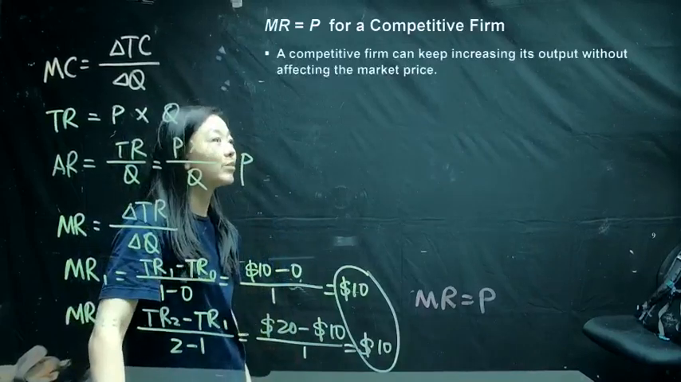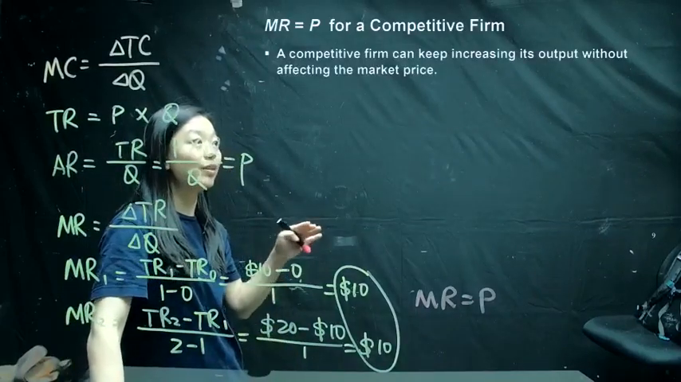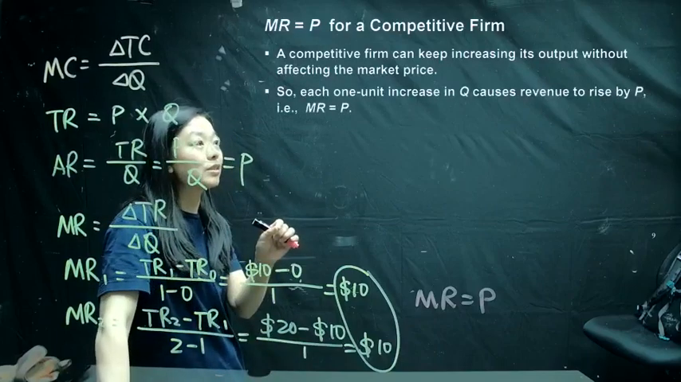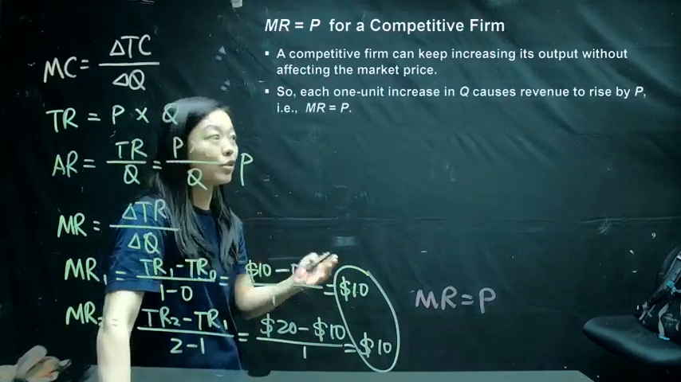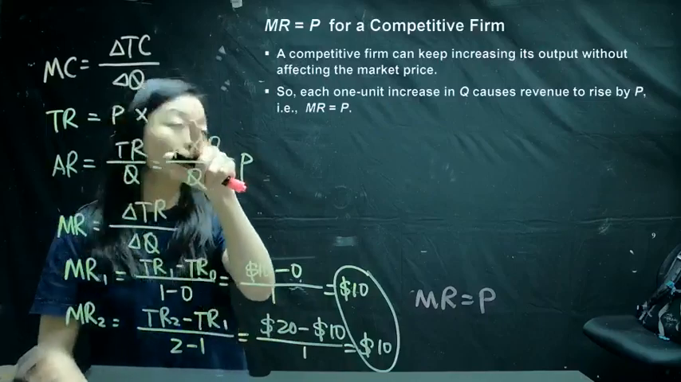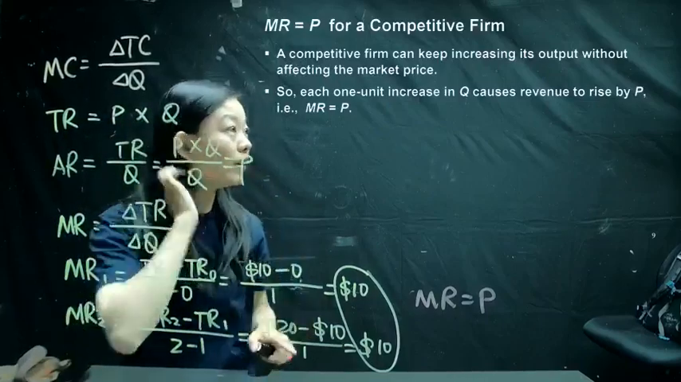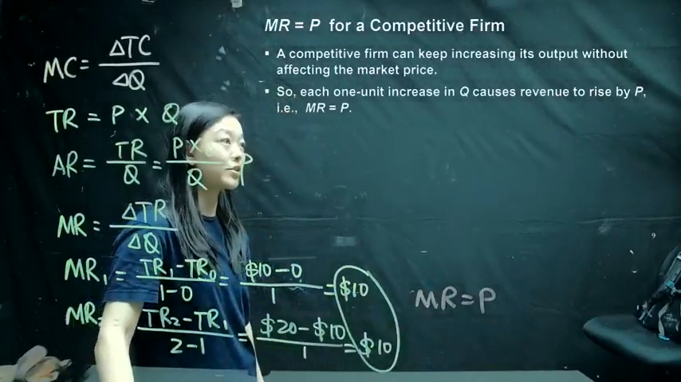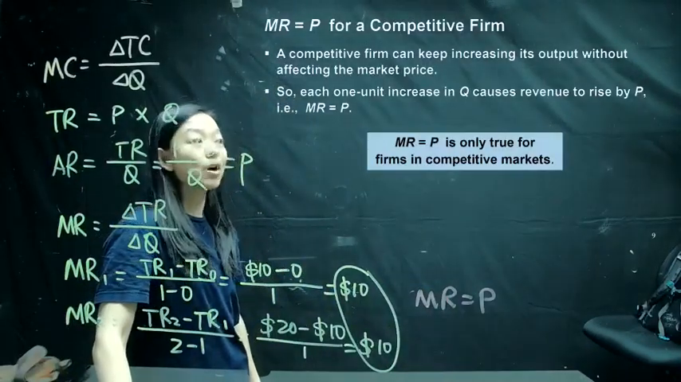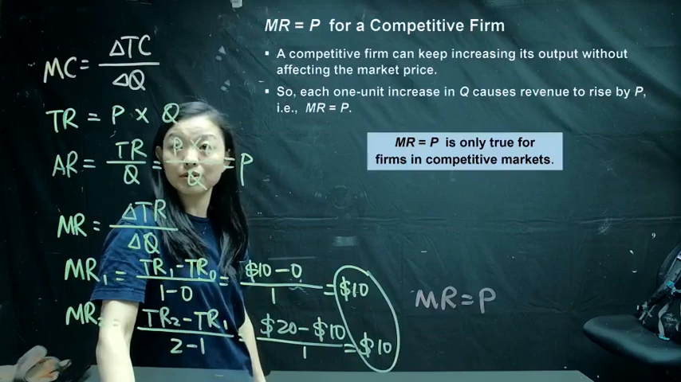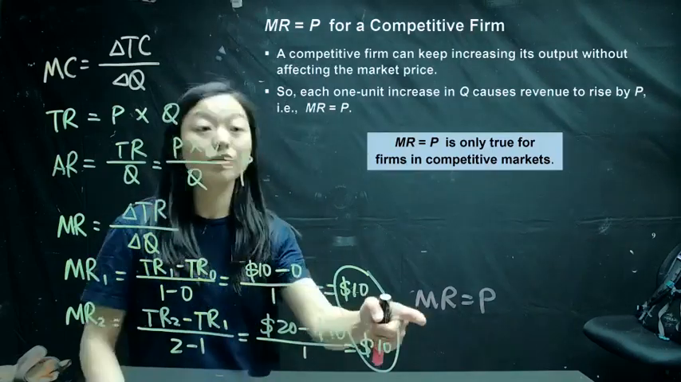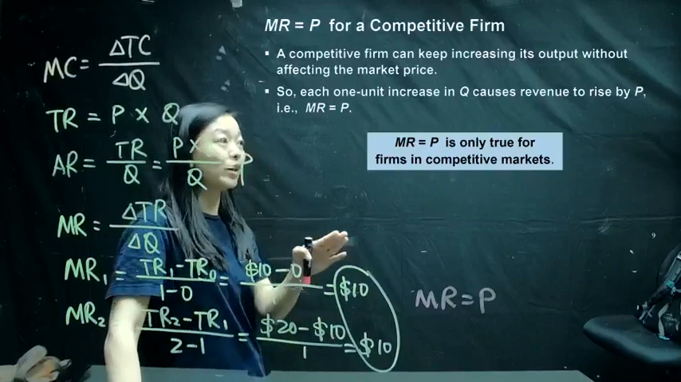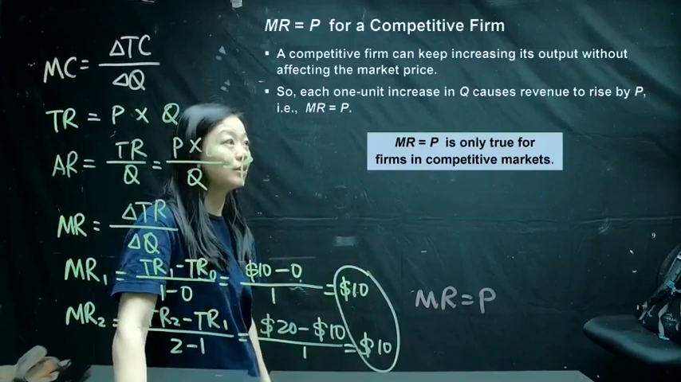A competitive firm can keep increasing its output without affecting the market price. So at each unit of output, revenue increases only by the price of the additional quantity. Therefore, marginal revenue equals price, and this is only true for competitive firms. In a monopoly firm, marginal revenue will be smaller than price. So this is only true for firms in competitive markets.